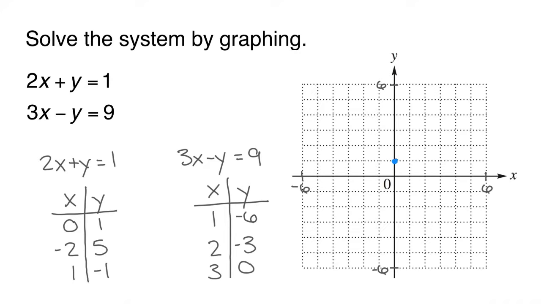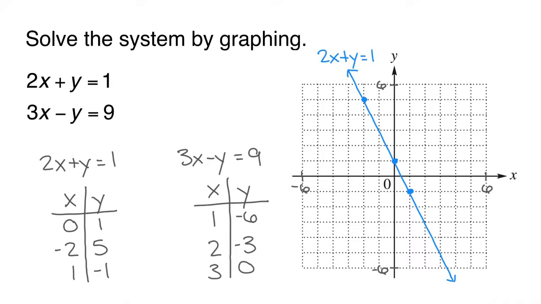We then plot our point negative 2, 5. From the origin, we move left 2 and up 5. And we have a point 1, negative 1. From the origin, we move right 1 and down 1 unit. We connect these 3 points with a straight line in order to graph the equation 2x plus y equals 1.